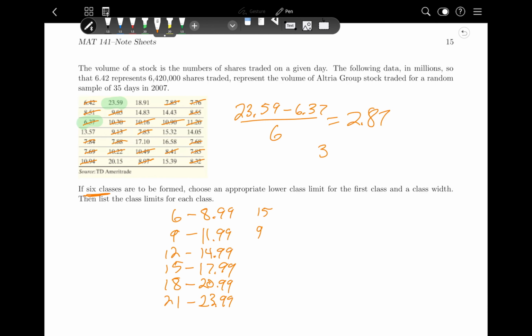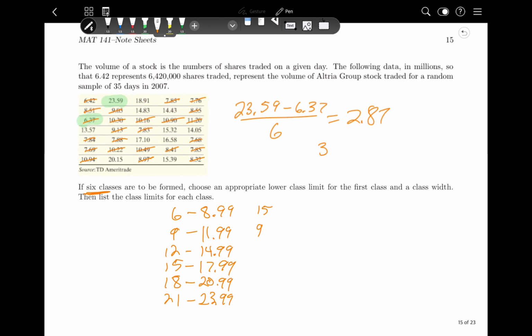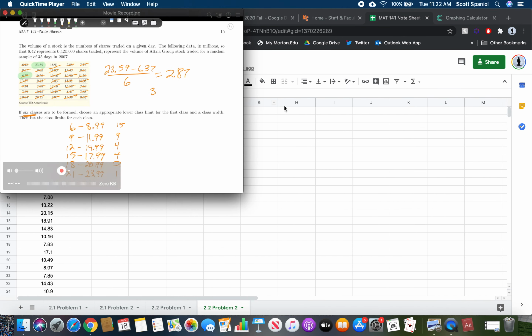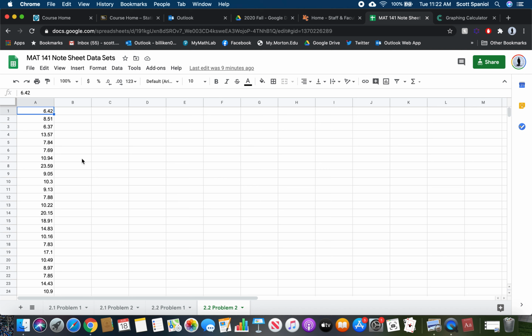Now we want anything that starts with a 12, 13, or 14. So 1, 2, 3, 4. Now 15, 16, or 17. 1, 2, 3, 4. And now anything that starts with an 18, 19, or 20. So 1, 2. And then anything that starts with a 21, 22, or 23. So 1. And so there's our frequency distribution.